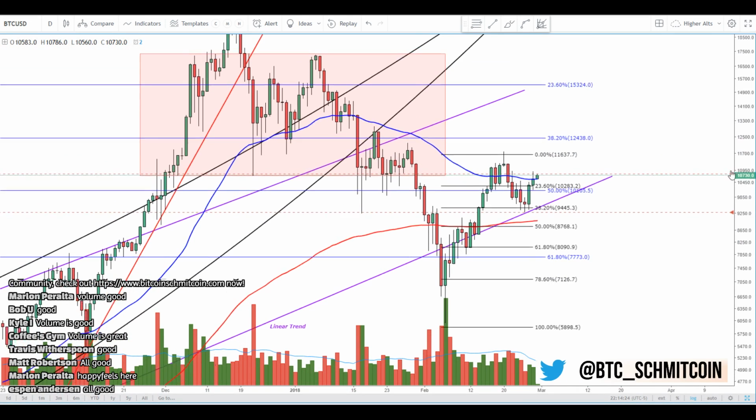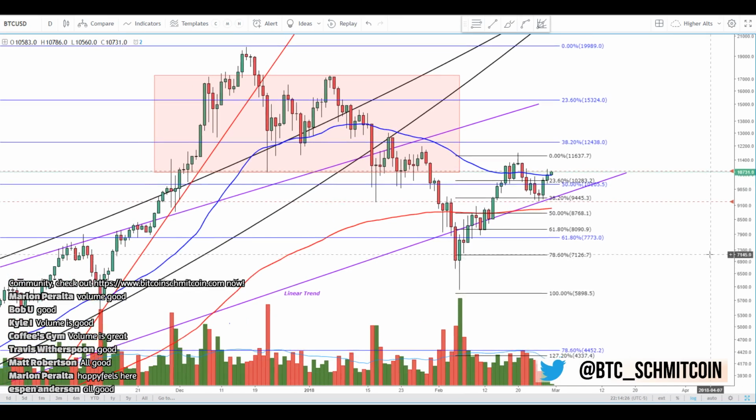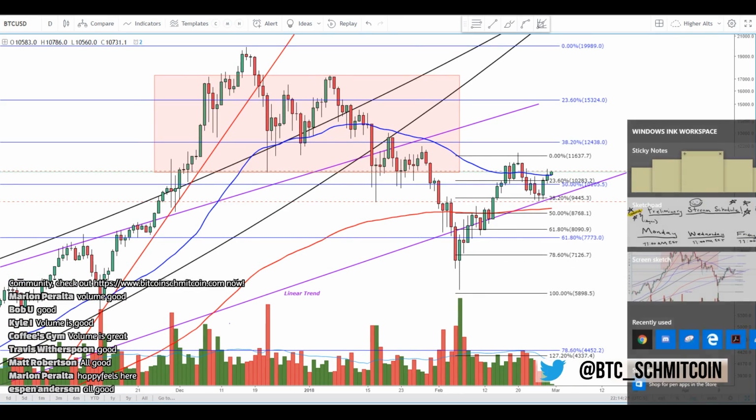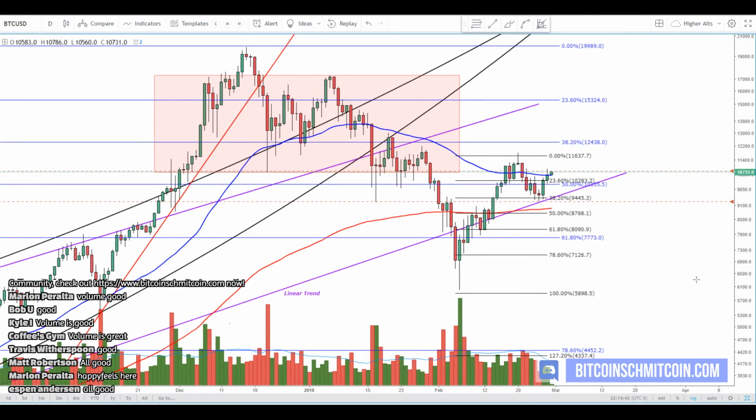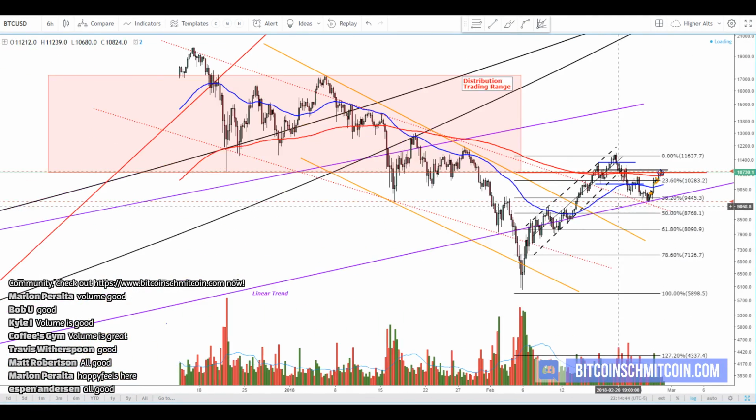So let's go ahead and zoom out a little bit. So here's the previous distribution trading range right here. And we see that we broke down and now we're finding resistance on it at the current moment. So what does this mean? Well, let's look a little closer at this price action here.